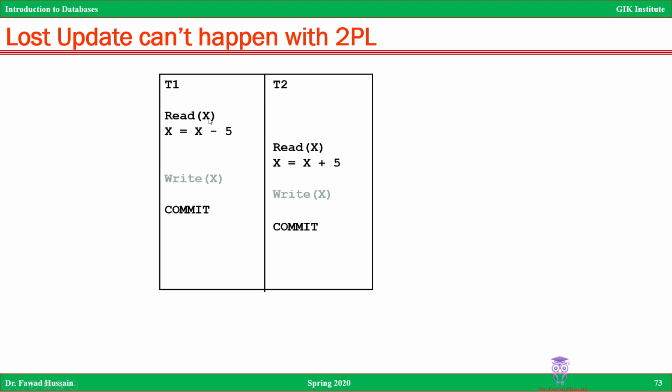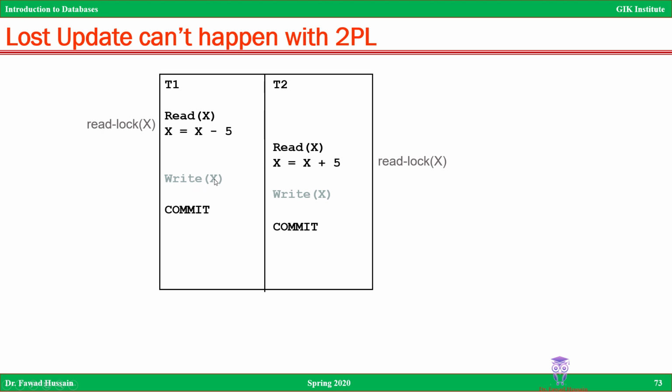So you have a read X, and then X equal to X minus 5, and then write X and commit. Before you start reading X, you need to acquire a read lock on X. While you have a read lock on X, another transaction T2 simultaneously starts. It also wants a read lock on X, and because this is a read and a read, it will be allowed. There is no issue. This is going to also have a read lock on X.